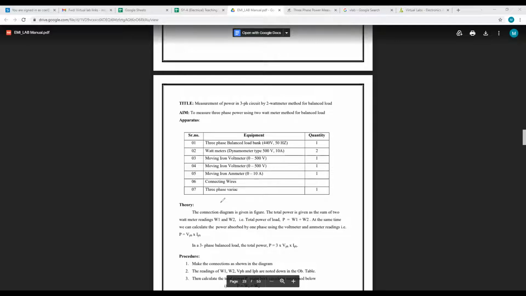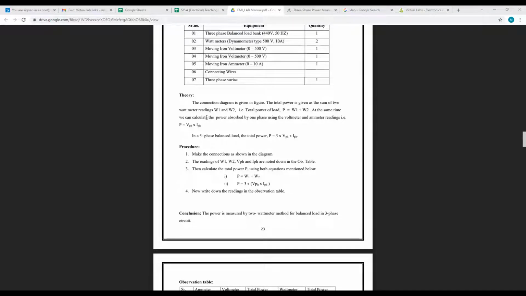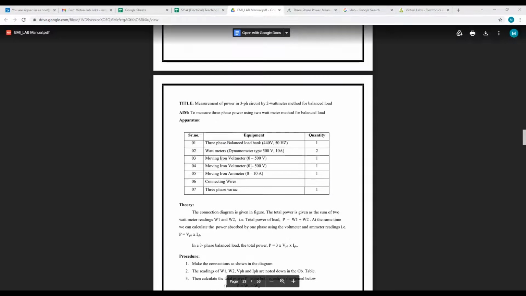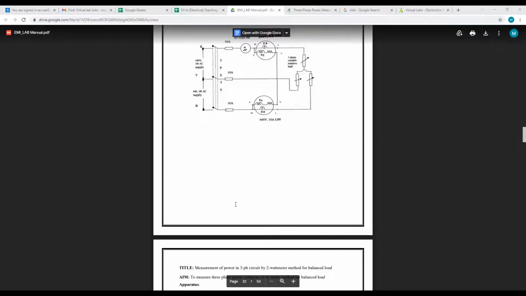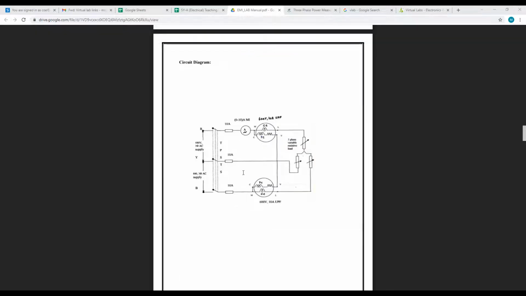Okay. Next one. The theory part we will discuss later. The connection diagram is given. Before that, apparatus ho gaye, aim ho gaye. Next, I will explain the circuit diagram; later we will understand it. This is the circuit diagram here now. See here.